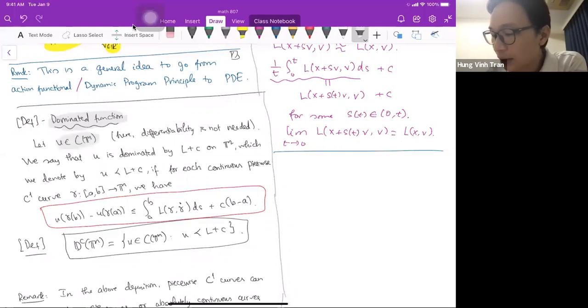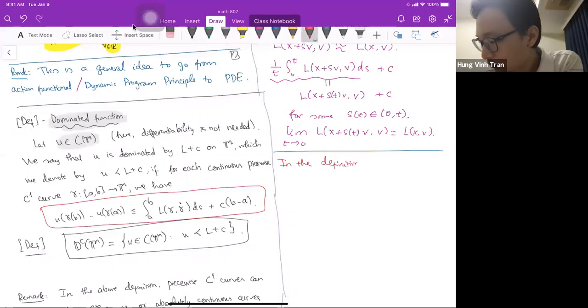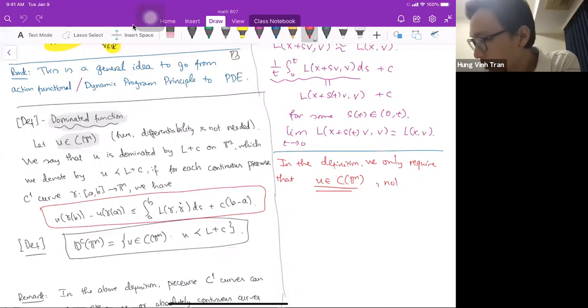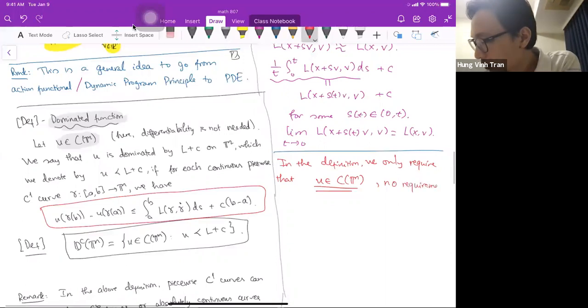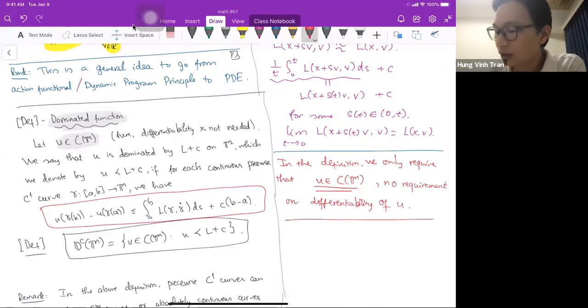So what is remarkable in this definition is that we only require that u is in the set of continuous functions, and no requirement on differentiability of u. Even with that, we can still make total sense of the definition.